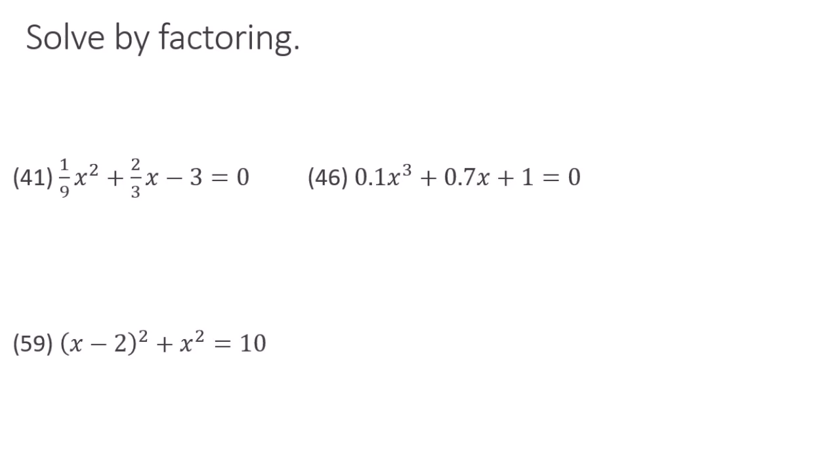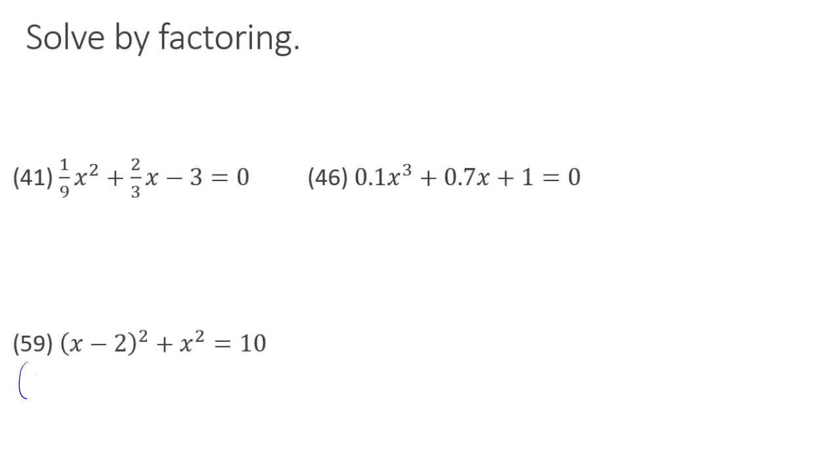So this is number 59, and we have a situation where we have this binomial squared in the middle of this polynomial equation, quadratic equation. And so, as you might guess, what we're going to have to do is expand this first. We're going to have to get rid of the parentheses basically by FOILing.